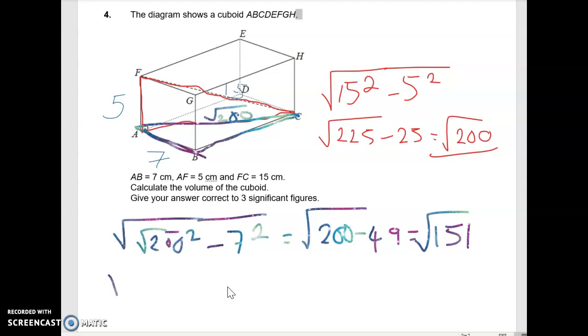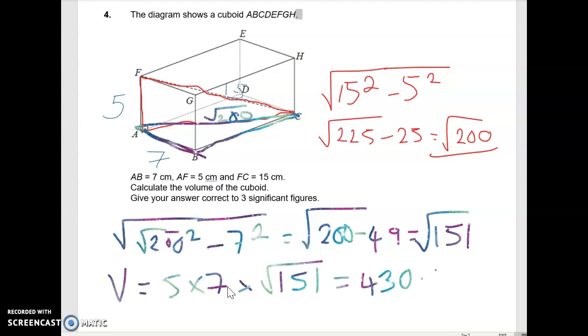So to work out the volume, we do 5 times 7 multiplied by the square root of 151. Okay, so here we go. So 5 times 7 times the square root of 151 gives us 430.087. Okay, and they want us to write it to 3 significant figures, so that is just 430 centimetres cubed, because it's a volume.